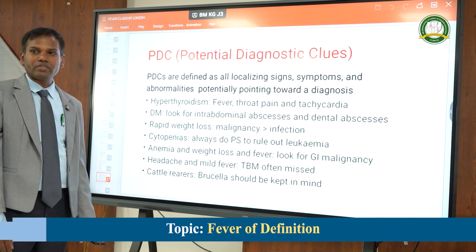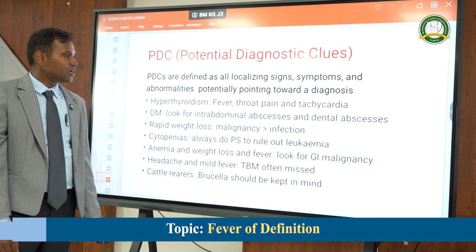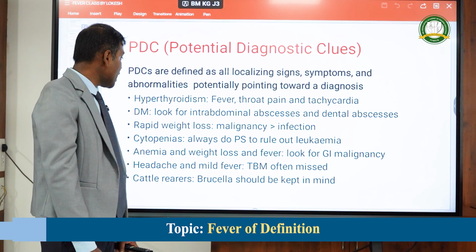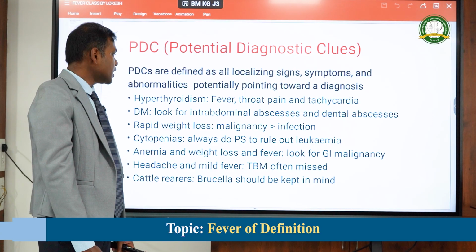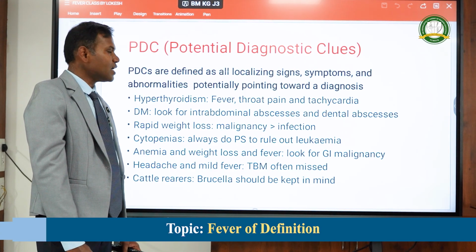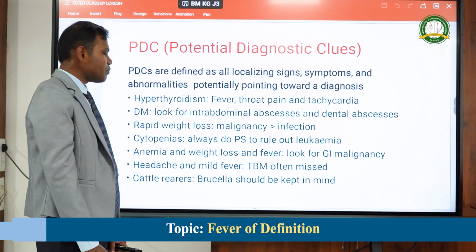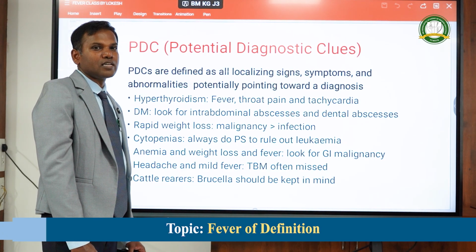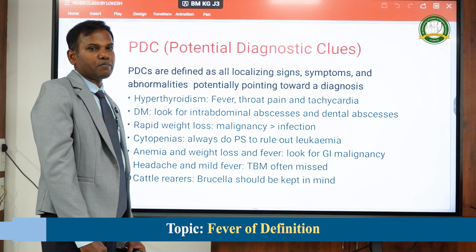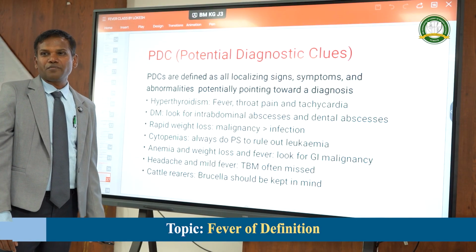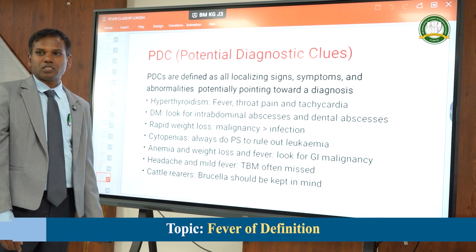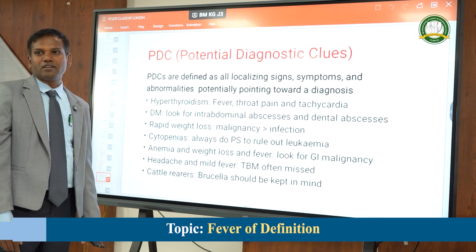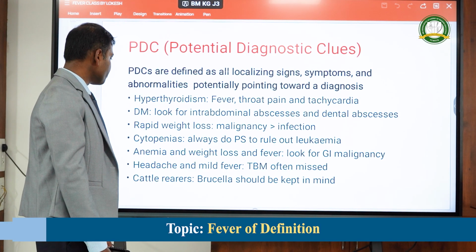What are the things? Fever will be there. The patient will come with a fever, throat pain, and tachycardia. So suspect hyperthyroidism. Diabetes mellitus: look for any intra-abdominal abscesses and dental abscesses. Rapid weight loss: somebody says, I lost 6 kgs in the last 3 months, I lost 10 kgs in the last 6 months. So be suspicious, possibly a history of malignancies. Infections, potentially in Indian setups, tuberculosis, maybe a history of HIV. Those things we will be missing.